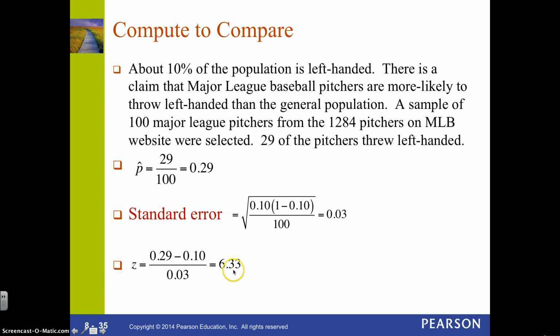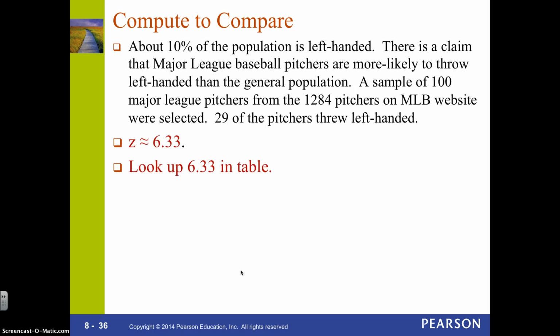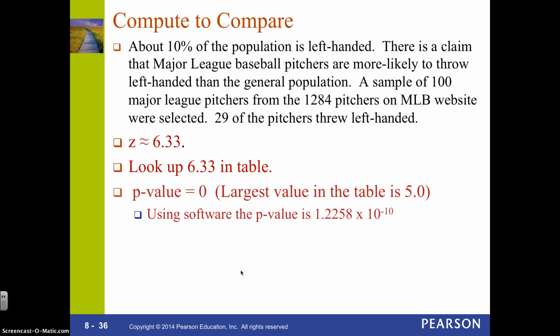So it looks like we have a good case for the alternative being correct, and you can see that just from your z-score. We'll go ahead and finish this. It's still in the computing part. We have to look up the 6.33 in the table, and it's not anywhere there. The table only goes up to 3 point something. That means the p-value is very close to 0.